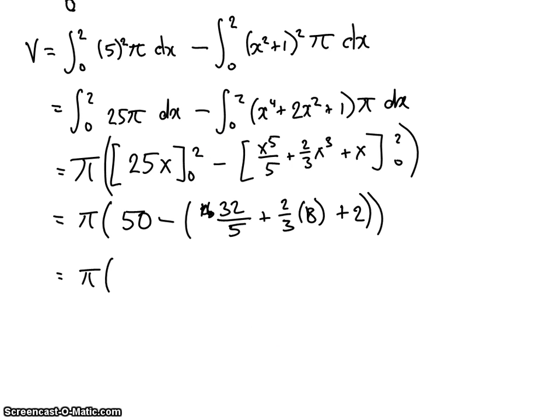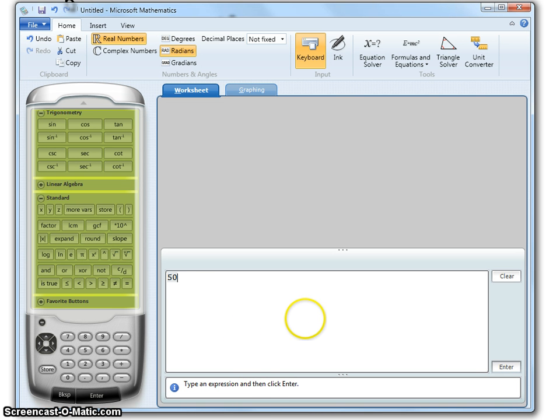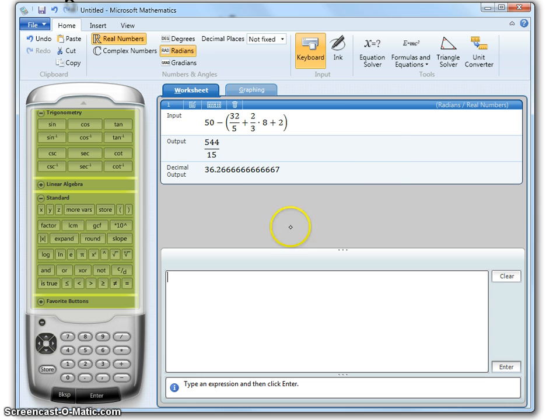comes out to be. So we're just going to type that in over here, and this is 50 minus, and what was it? It was 32 over 5 plus 2/3 times 8 plus 2, and then minus a bunch of zeros, so we don't worry too much about that. So our answer comes out to be 36.2, or 544 over 15.